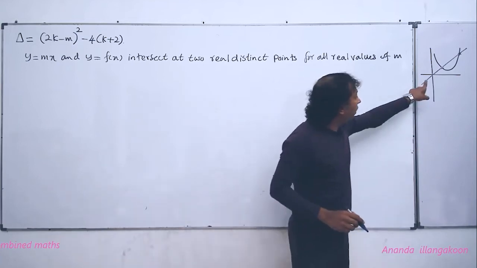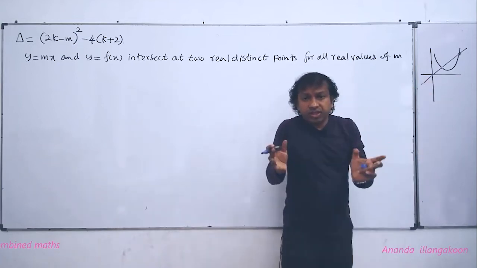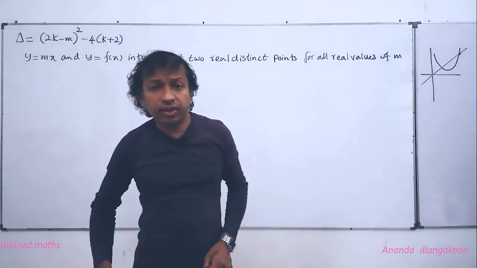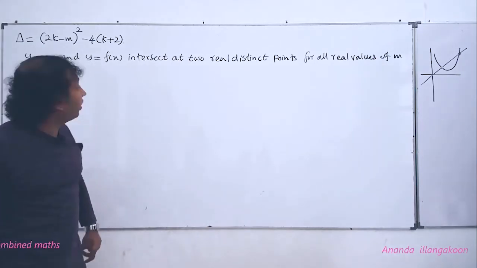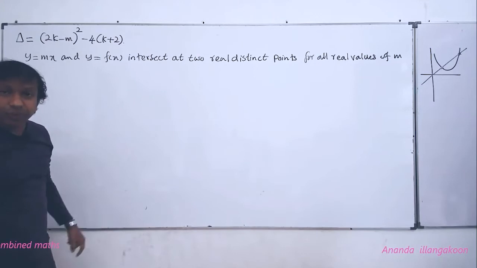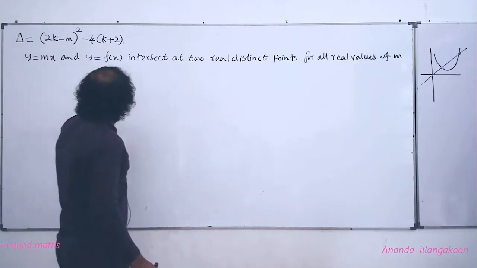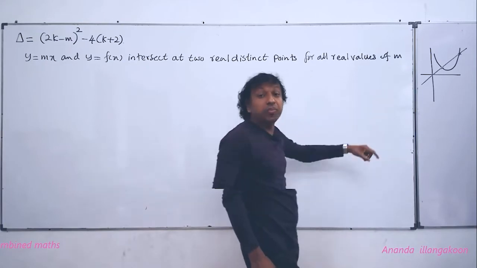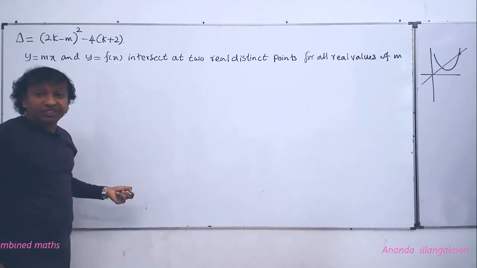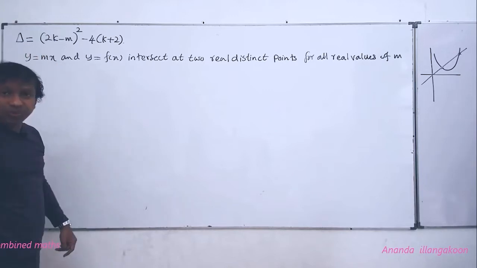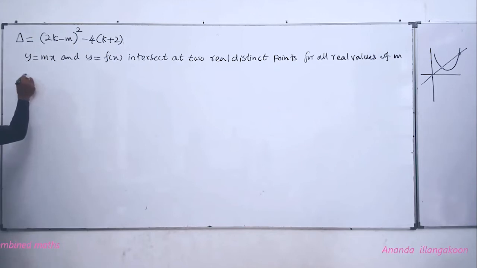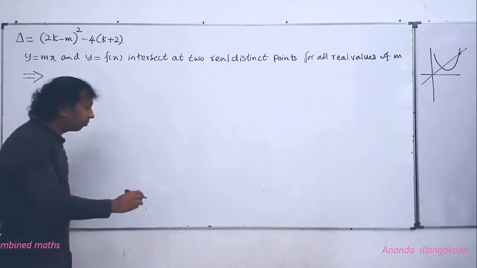People, in order to occur this way, that means to cut this line and the graph at 2 points, what is the condition required? The condition required is, people, this delta should be positive, no? So therefore, this statement implies, gives, reads, means what? The delta should be positive, no? So how to give this idea? Double line arrow like this.